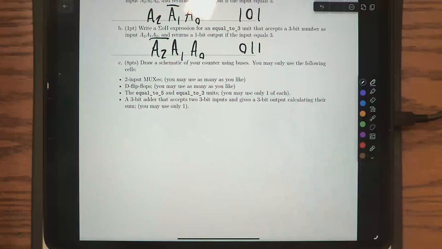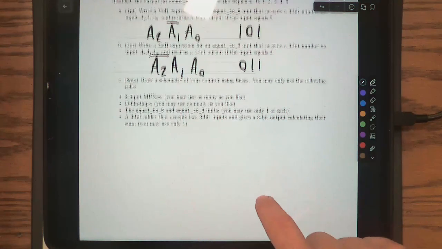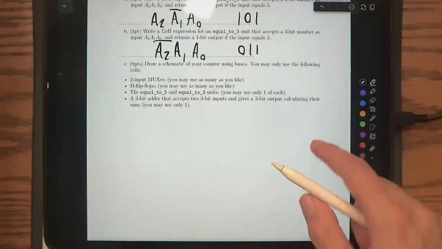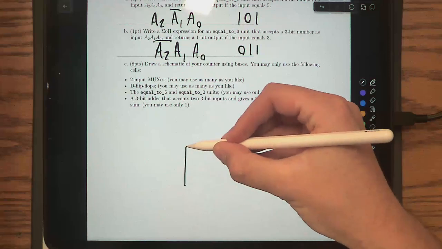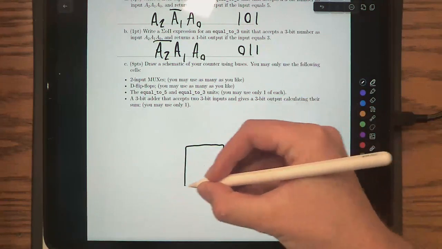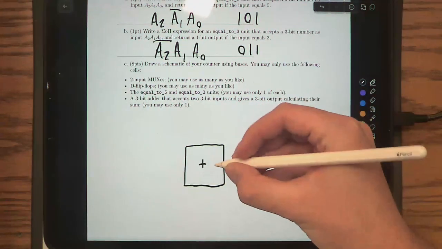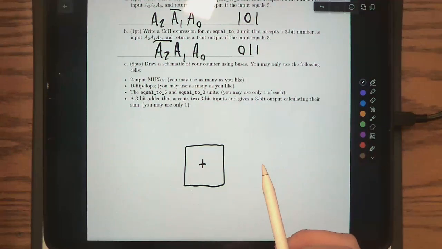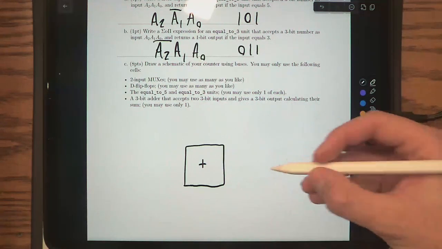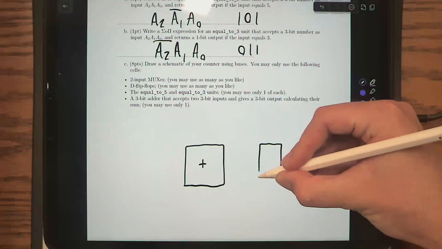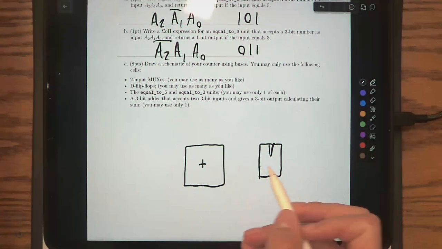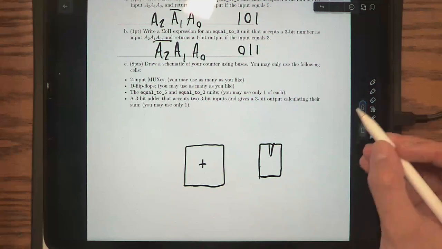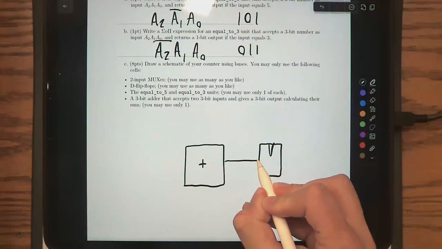Okay, if we need a counter at all, what cells do we need? How do you make a counter? Yeah, so we have an adder, and what else? So counters in general don't really need muxes. A flip-flop, yeah, thank you. Cool, so this is the most important part: we have a flip-flop, and then maybe it's taking in a value from this. Something like this.